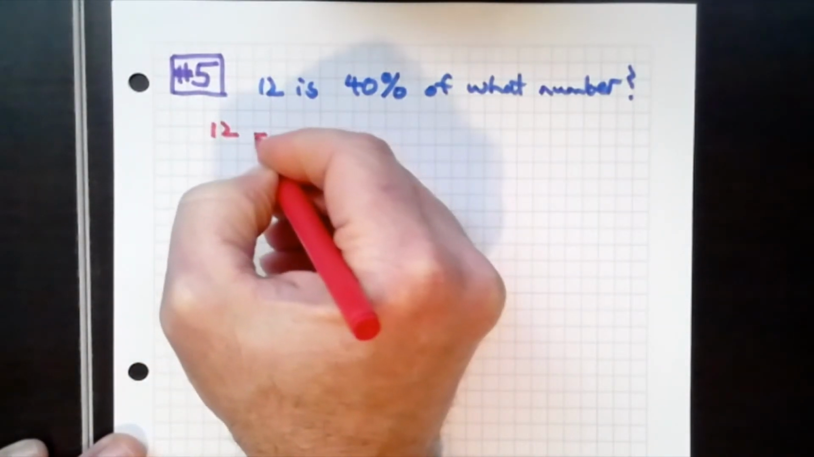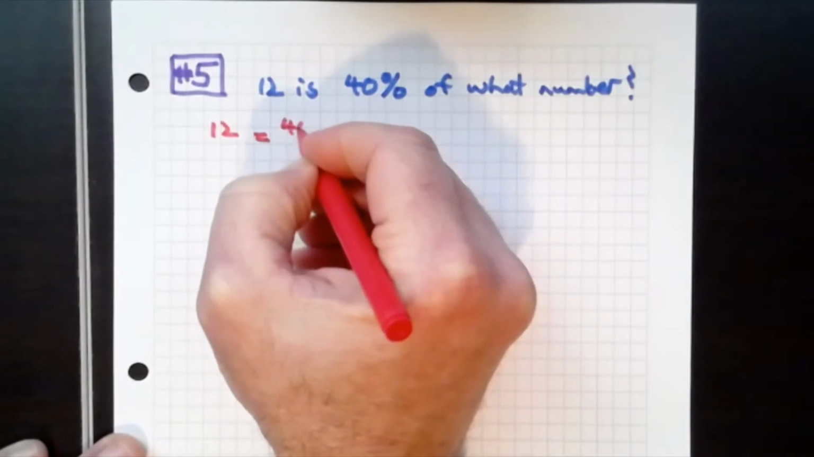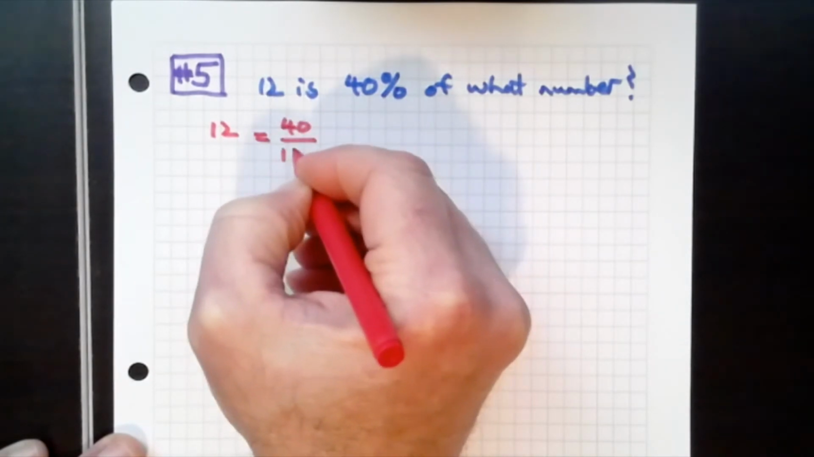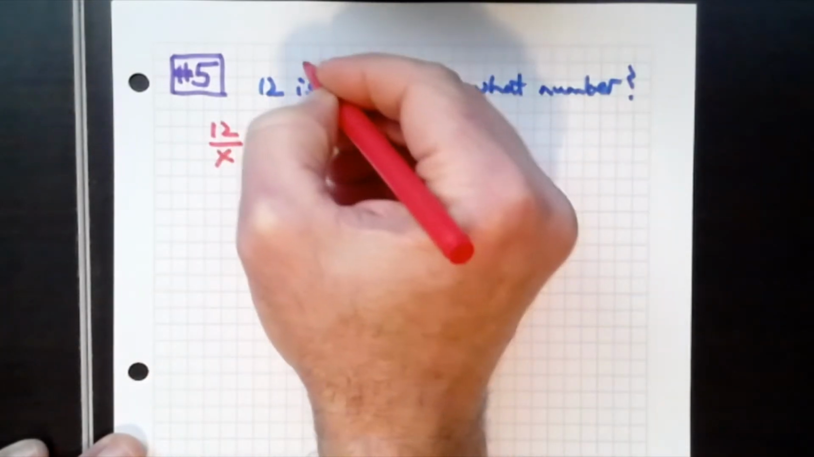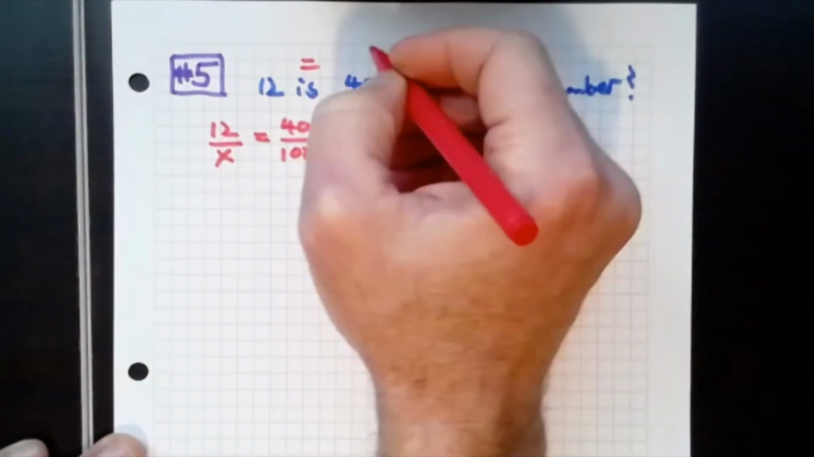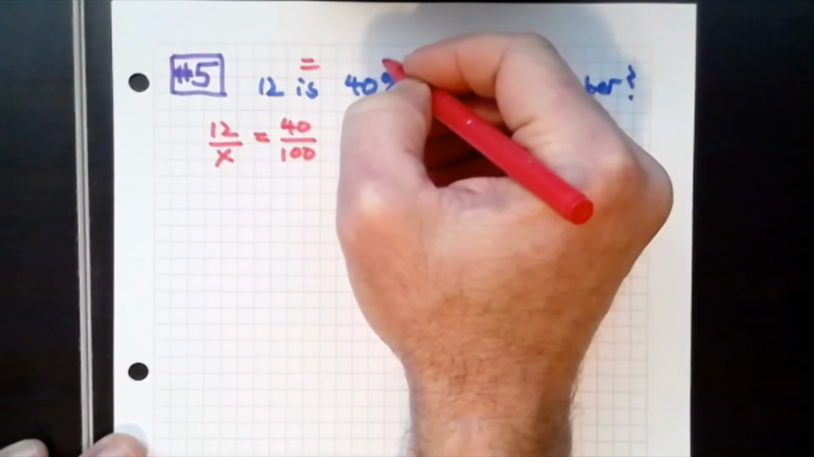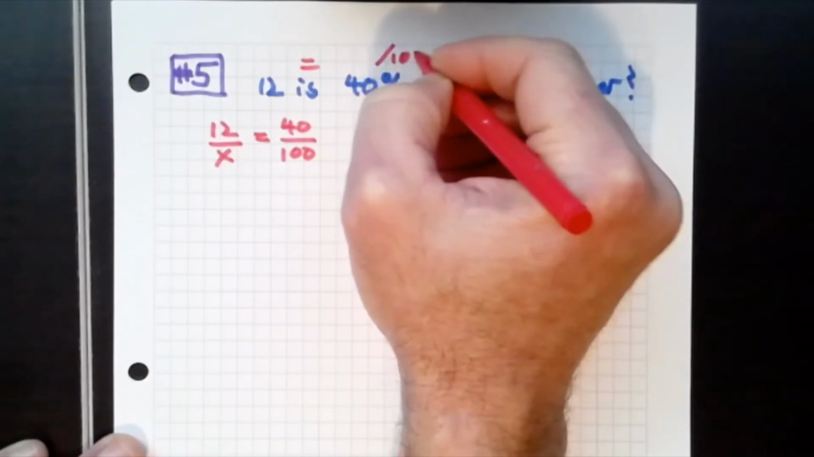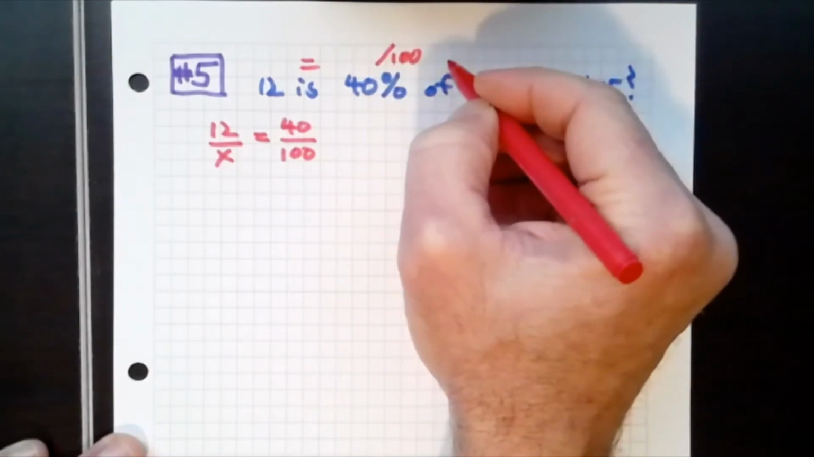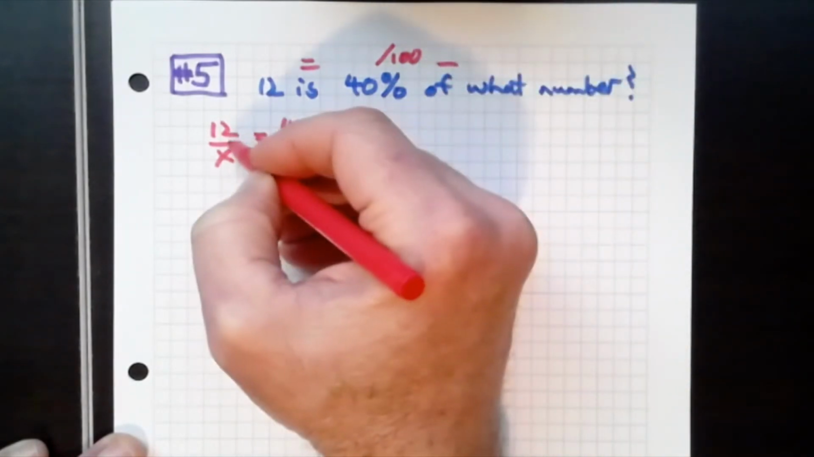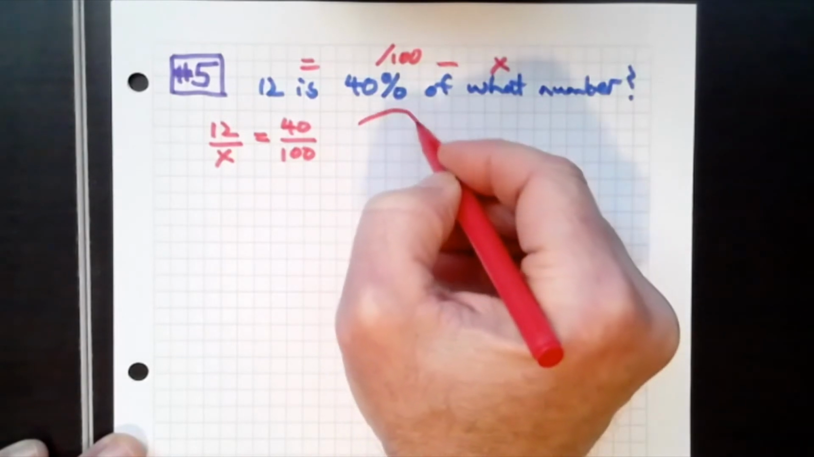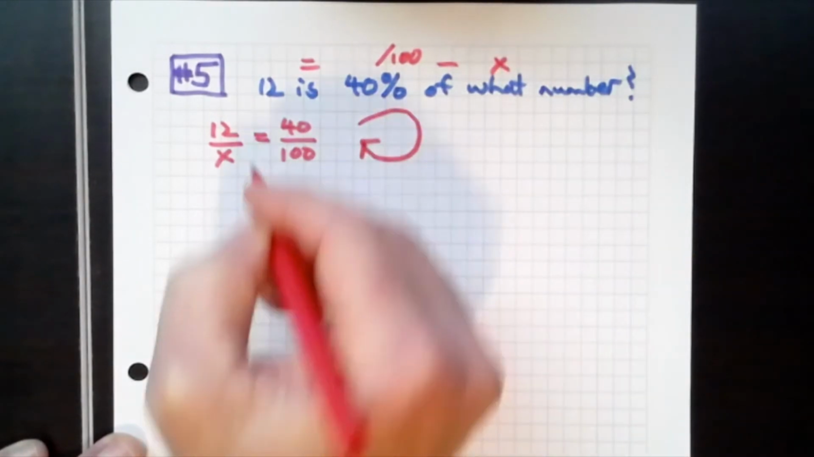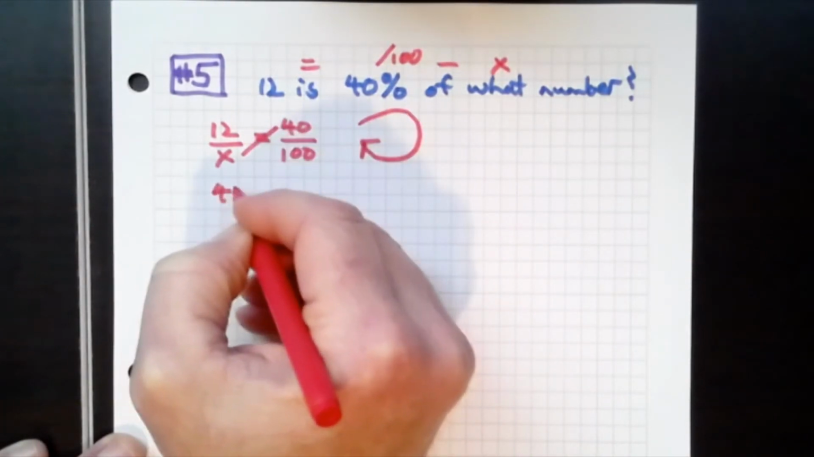12 is 40% of what? Remember, "is" is the equal sign. 40% means out of 100. "Of" means we're drawing the other line over here. And what is x? So we're going in the circle. We're going in order. I'm just going to cross multiply.